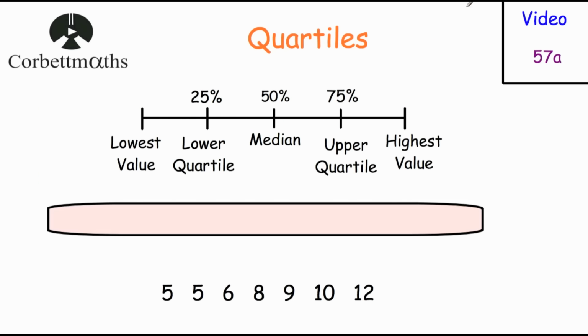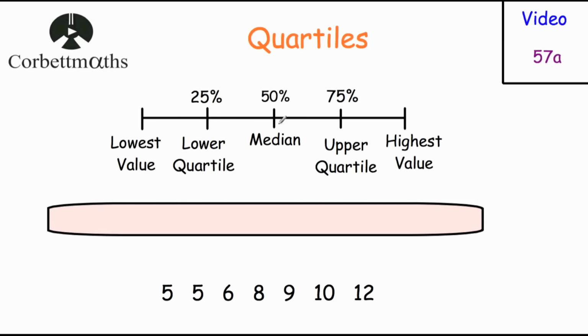Okay, let's look at our next topic. So our next topic is called quartiles, and that's video 57A in Corbettmaths. Now, we've looked at the median before, and the median is the middle value. So if you've got a set of data, the median is the middle value. If you've got a set of data and you're looking for the quarter value, that's called the lower quartile.